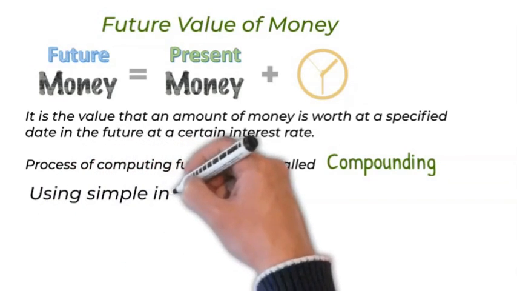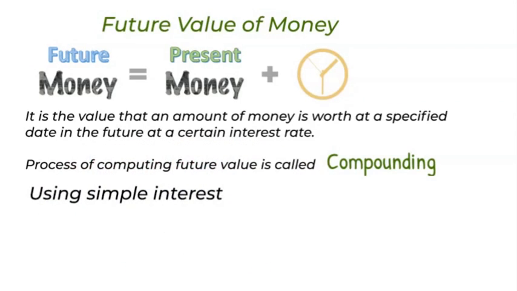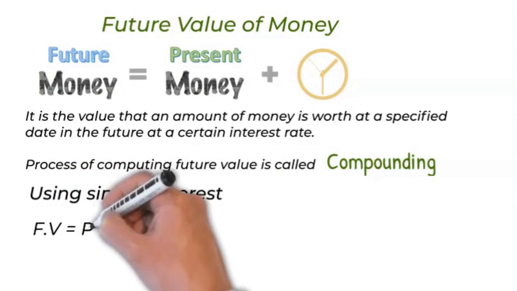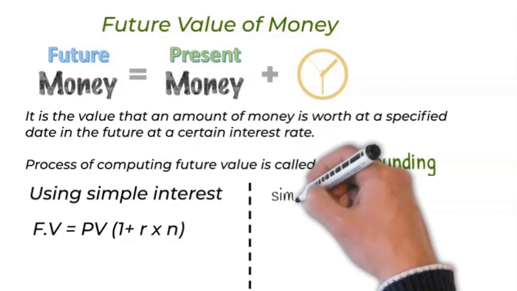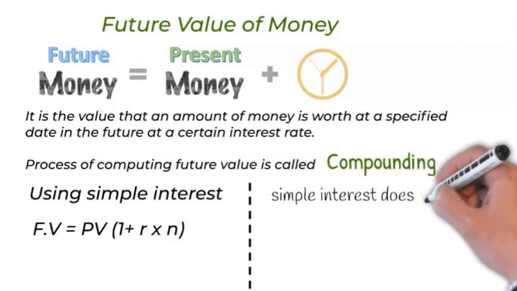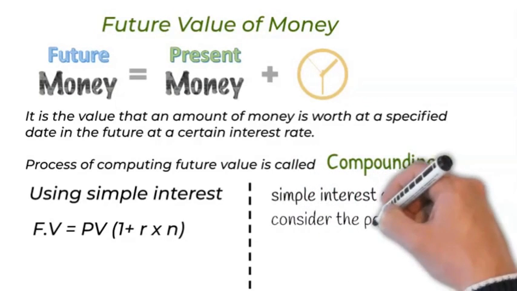So the interest can be simple interest or compound interest. When we are calculating at a simple interest rate, the formula is future value, that's FV, equals PV times (1 plus R times N), where the PV is present value, R is interest rate, and N is number of periods.